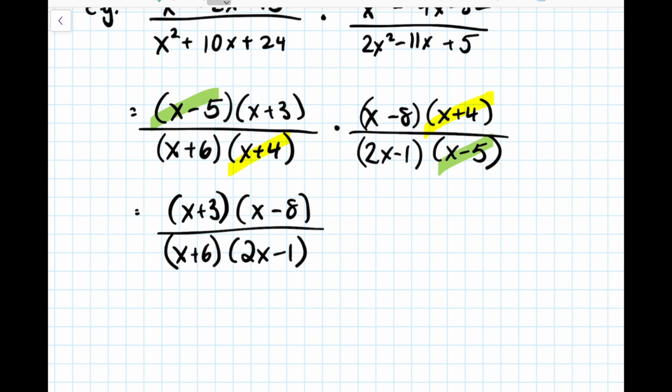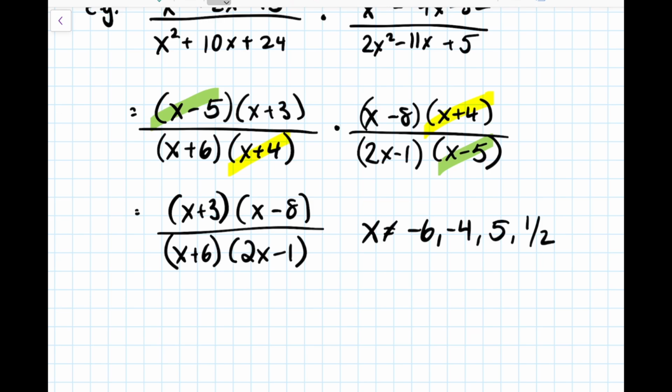So that one has been factored. It has been multiplied. It just needs some NPVs. So we've got x cannot be -6, -4, +5, or 1 over 2. And that's multiplication. So really, it's just knowing how to multiply fractions and knowing how to factor. If you can get those two things down, this shouldn't be too much of a challenge for you.